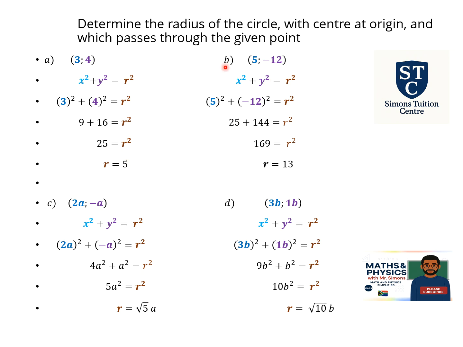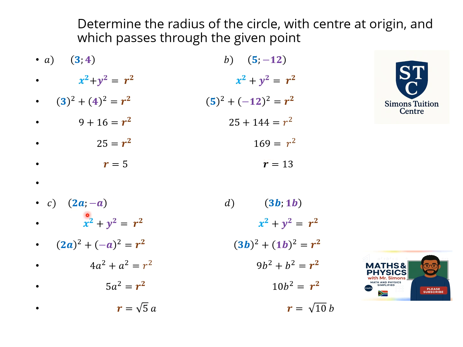Alright, b, given 5 and negative 12. So x squared plus y squared equals r squared. Becomes 5 squared plus negative 12 squared, which gives me 5 times 5, 25. Negative times negative is positive, 12 times 12, 144. 144 plus 25 gives me 169. And the square root of 169 then gives me 13. So r is 13.